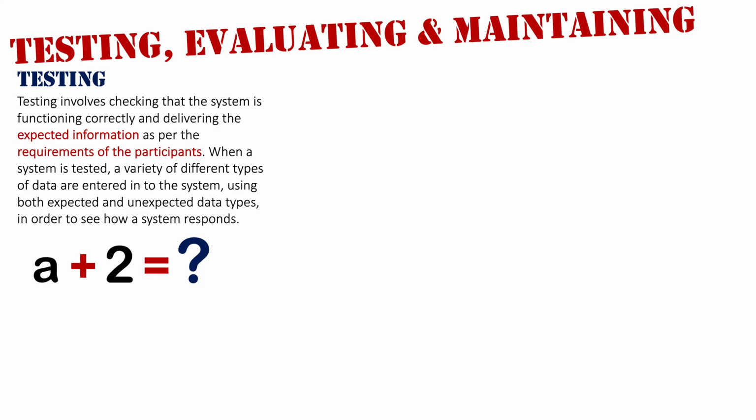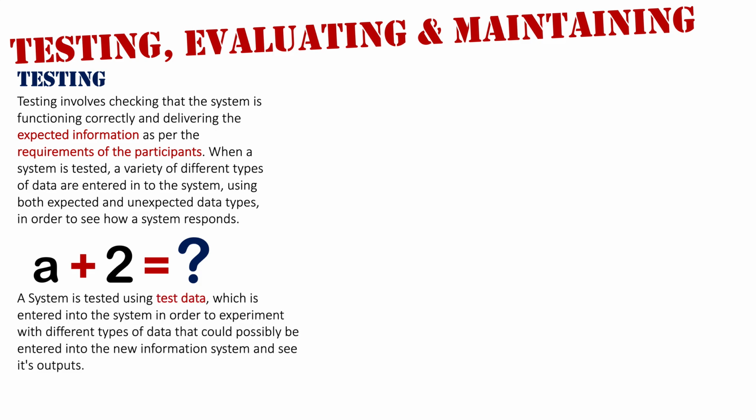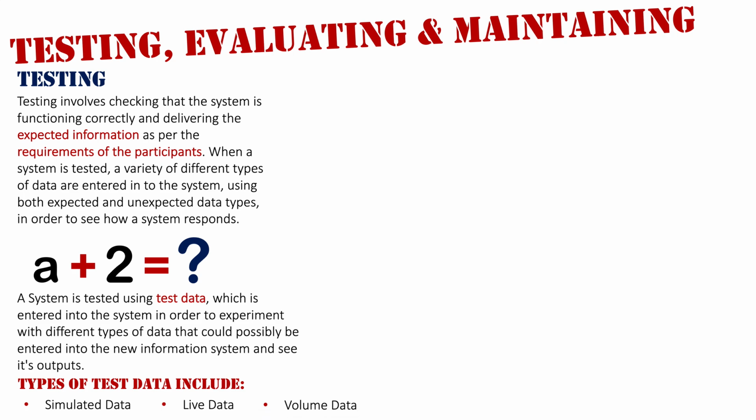So, how do we then test the data? A system is tested using test data, which is entered into a system in order to experiment with different types of data that could possibly enter the new information system, in order to see its outputs. We've got three classifications of test data in this course: simulated data, live data, and volume data. Simulated data is entered by the project team, and that's them doing pretty much what I just said in that example, putting in the expected and unexpected outcomes and seeing what happens.